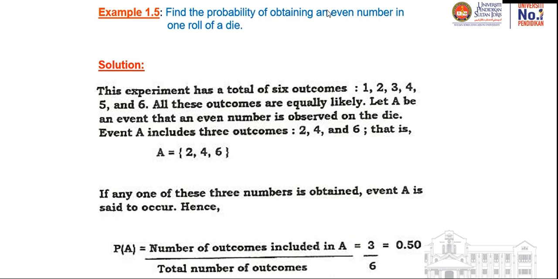Okay, so by using the probability of an event, n(A) over n(S), you have A as 2, 4, and 6. What is your n(A) here? n(A) is 3, which is 2, 4, and 6. And n(S) is 6, which is 1, 2, 3, 4, 5, 6. So you have n(A) of 3 and n(S) of 6. That's why you just divide 3 over 6. So P(A) is equal to the number of outcomes included in A, which is 3, over the total number of outcomes, which is 6. 3 over 6 is equal to 0.5.